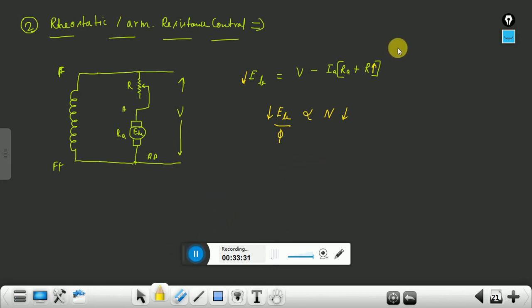Suppose we further increase the value of R. So R increases, this drop increases, more drop, so this Eb decreases. Eb decreases means, since Eb is directly proportional to N, N decreases here. So this method is less efficient and has more heating in this case. Generally this method is not used. Move to the simulation part.